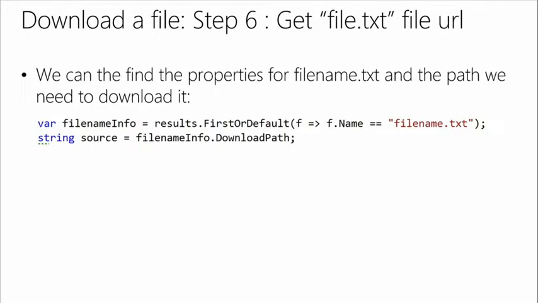Step 6, now we need to get hold of filename.txt. So we need to find the properties for that. We're going to iterate through the results and find the file info that matches filename.txt. From there, we can get the download path for that file. So far, we've only been messing around with metadata. Yes. Now we're actually pulling the metadata out that will give us an HTTP URI that we can leverage to go and download that file. Makes sense to me. So that's our source file.